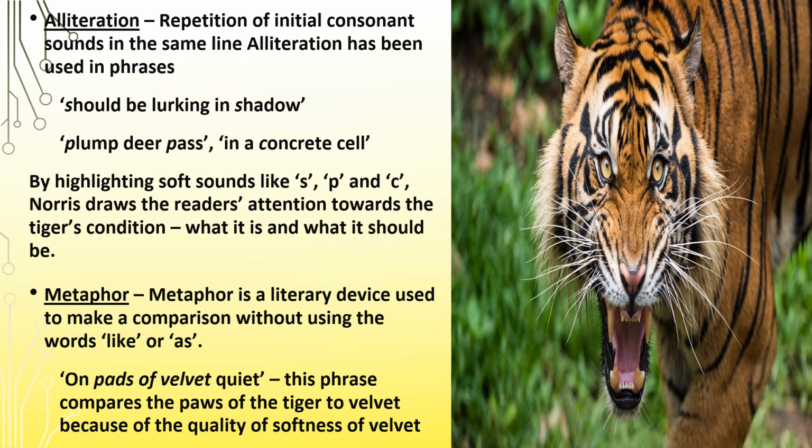Now, the next poetic device is metaphor. You very well know metaphor is comparison without using words like or as. Just look at the line "on pads of velvet quiet", which is mentioned in the first stanza itself, students. In this line, the poet is comparing the pose of the tiger with the softness of the velvet without using the words as or like. Hence, it's a metaphor.